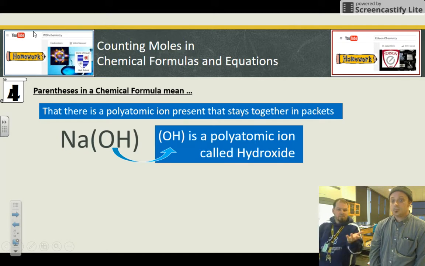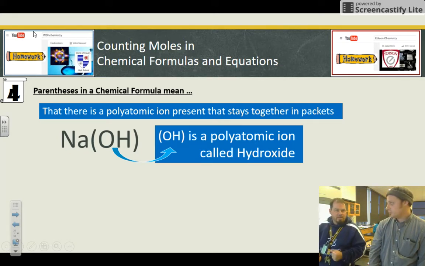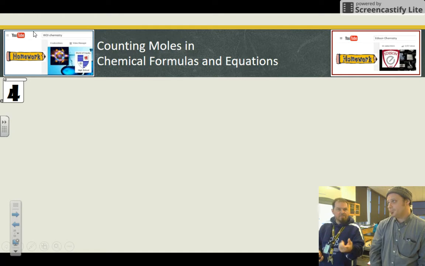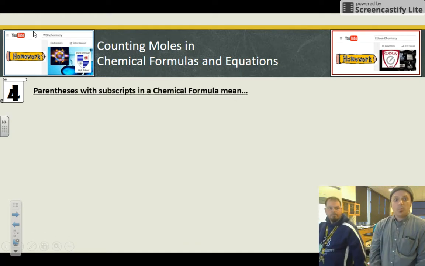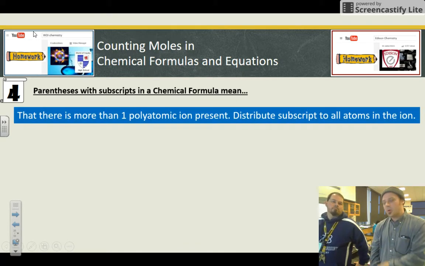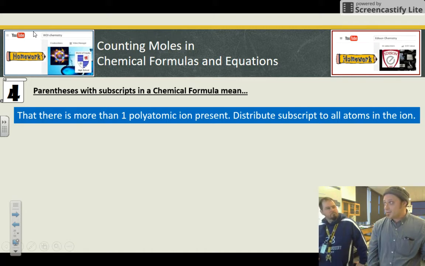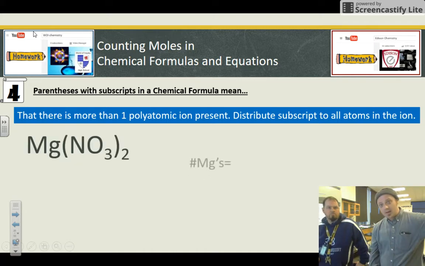So what that means is OH is a polyatomic ion called hydroxide. How many of them are there? 1, in that particular formula. Parentheses with subscripts means you double or triple whatever that polyatomic ion is, and you distribute mathematically to get it.